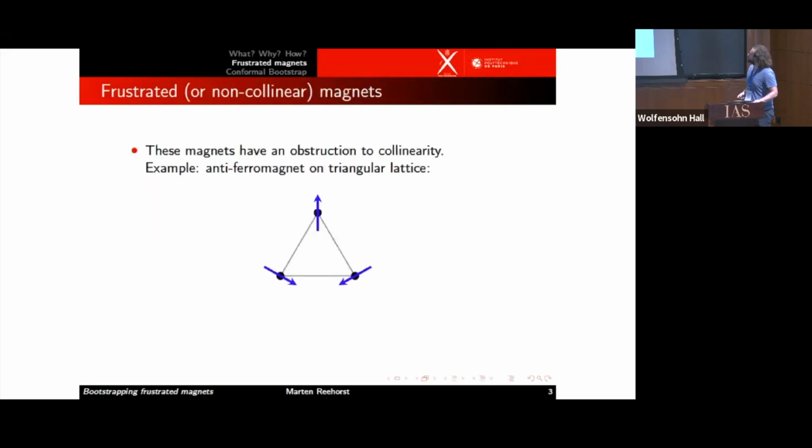Specifically, there are so-called frustrated or non-collinear magnets, where there's some obstruction to the spins just all aligning or anti-aligning, depending on whether you have ferromagnetism or anti-ferromagnetism. The simplest example is an antiferromagnet on a triangular lattice. If you take the first top spin to point up, you might think the ground state should have its neighbor point downwards, but then the third one can't be in the opposite direction of both its neighbors. And so some more complicated structure arises.